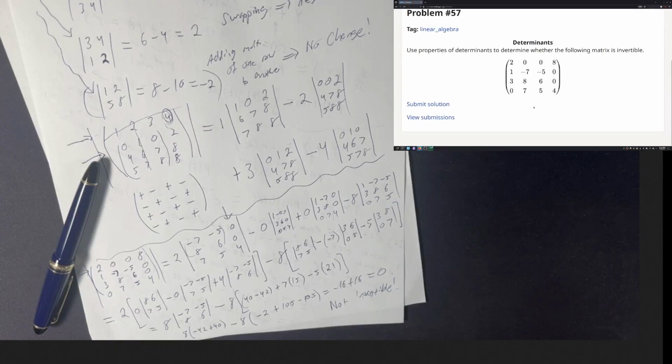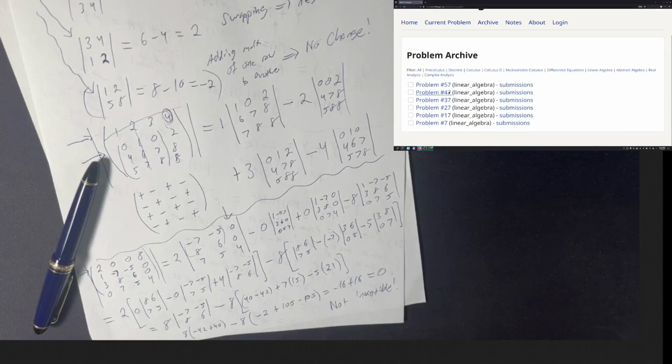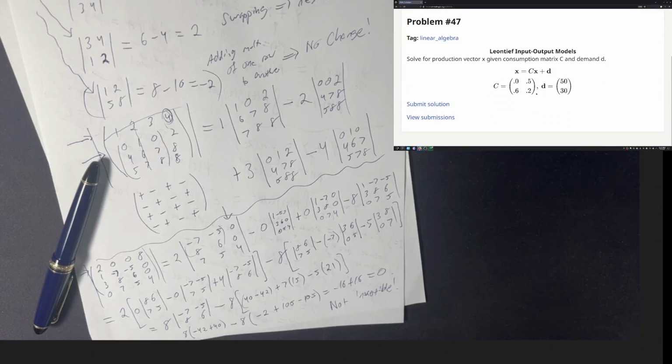So that was it for our linear algebra question today. That was an easy one, very computational. Last week's was also pretty computational, pretty straightforward. Really the hard part on these kinds of questions is even just remembering this formula.